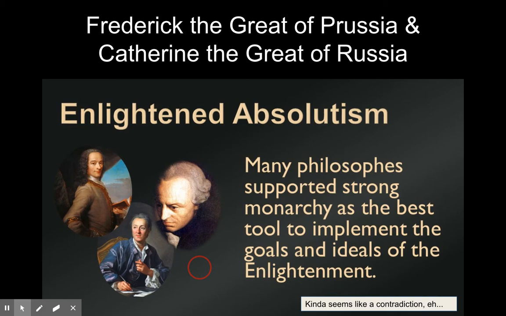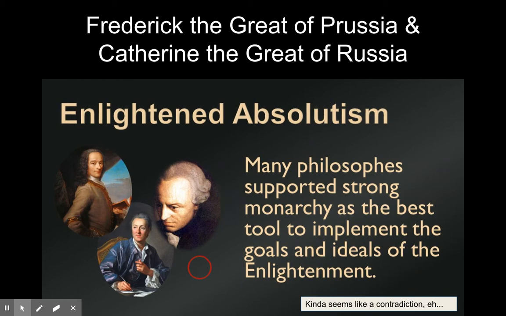So many of the philosophes, or these French philosophers, and others, would support a strong monarchy as the best tool to implement the goals and ideas of the Enlightenment. So that seems like a contradiction, eh? But it kind of worked in some regards. There had to be a strong leader to bring about change. Otherwise, you get mass confusion and you get mass death.